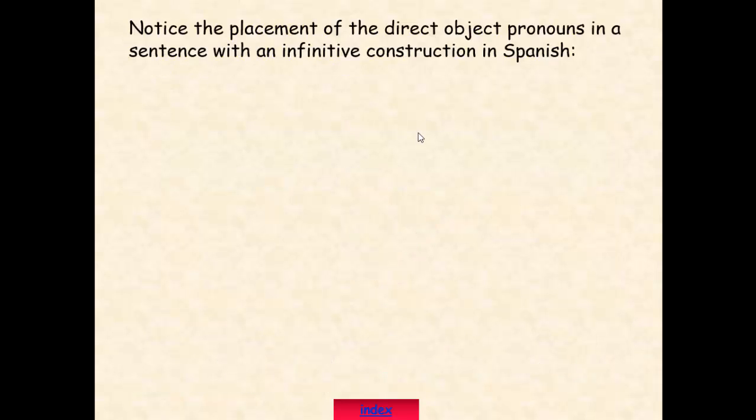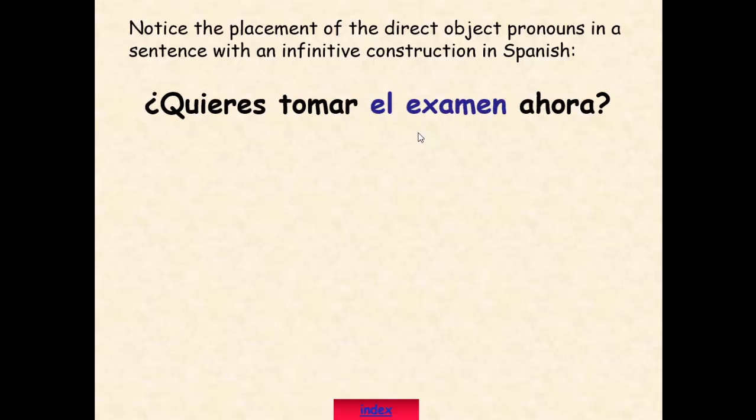Okay, now what if we have an infinitive construction? Remember, in an infinitive the verb ends with AR, ER, or IR, like hacer, comer, or vivir. A little bit different. You have some options there. ¿Quieres tomar el examen ahora? Do you want to take the test now? Okay, our direct object is el examen. It's bolded in blue. But what's our verb? Well, we have two. We have quieres, do you want, and tomar, to take, being the infinitive.